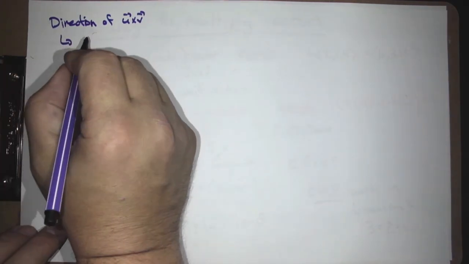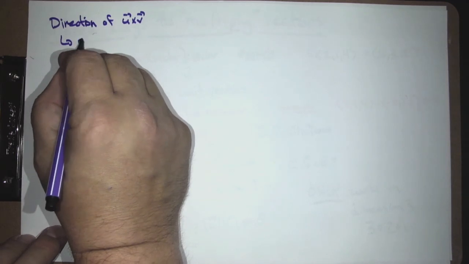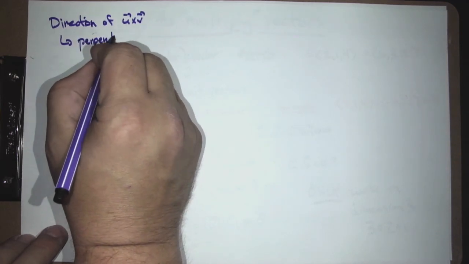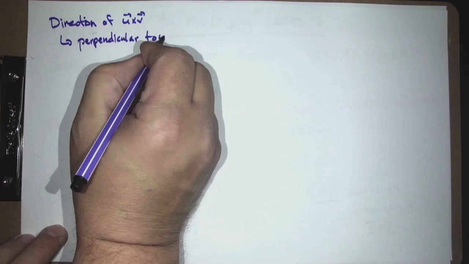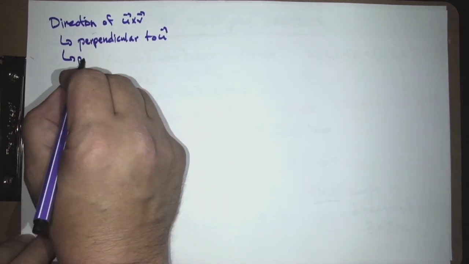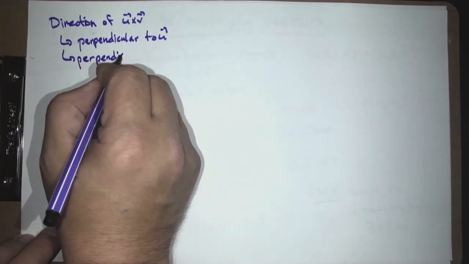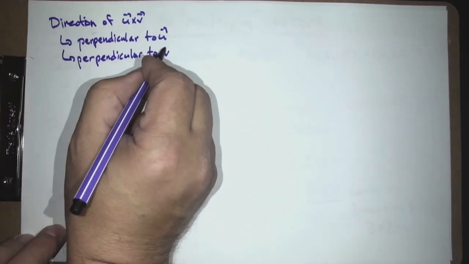Here's the idea. We want the new vector, the output vector, to be orthogonal, or perpendicular, to U, and it has to be perpendicular to V. So in other words, it's perpendicular to both the inputs. That's why I said this cross product is very good at creating orthogonal things. If you ever have a problem that says create something perpendicular, that's the cross product.